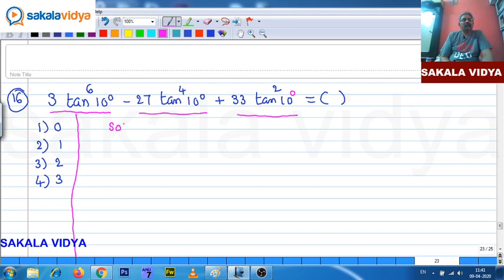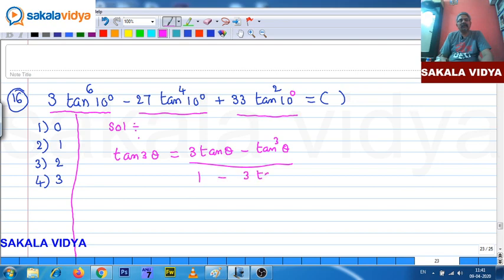So now let us consider like this. Let this theta be equal to 10 degrees. Wait, I will tell you. So let us recall the tan 3 theta formula. What is the tan 3 theta formula? 3 tan theta minus tan cube theta by 1 minus 3 tan square theta. Is this formula correct?